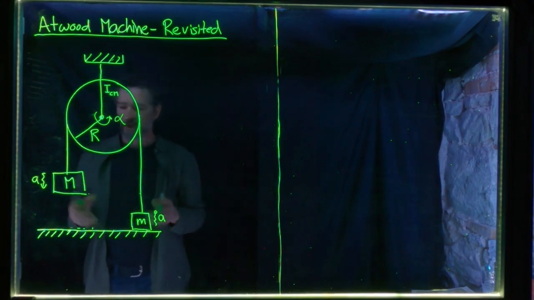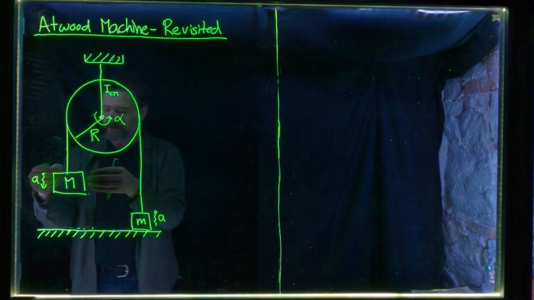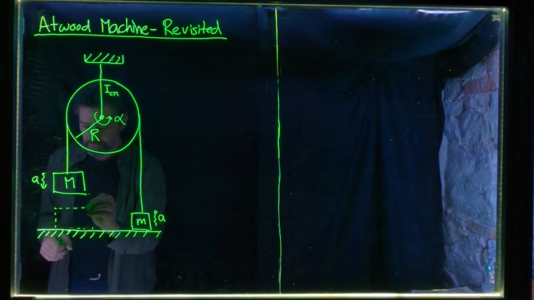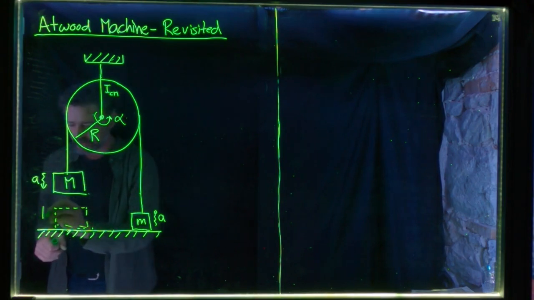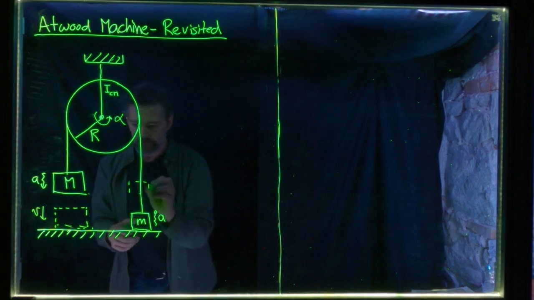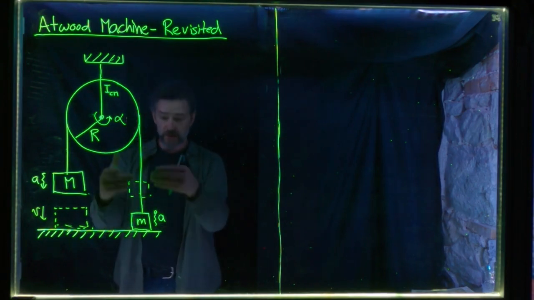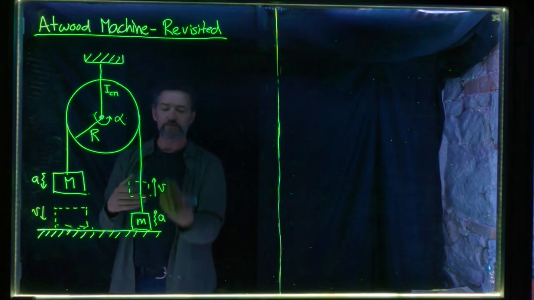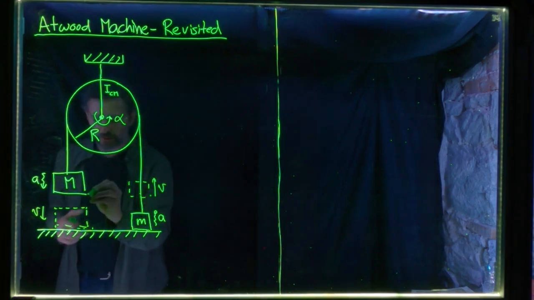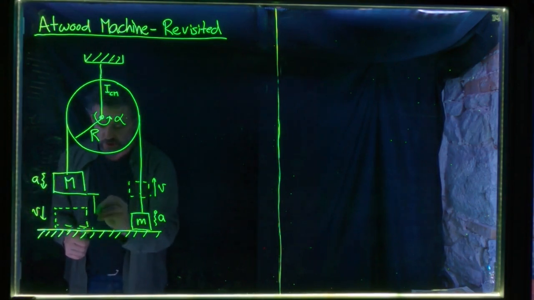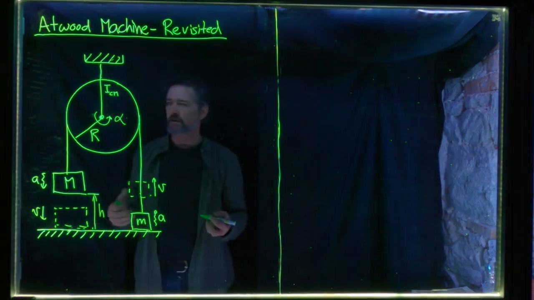Okay, so that's happening. And as big M is falling, it's picking up speed, and just before it hits the ground, it will have some velocity v downwards, and at exactly the same time, the block of mass little m will have raised up, and it will have the same speed, but upwards. And let's suppose that the distance, the height through which big M falls, is h. Let's call that h.